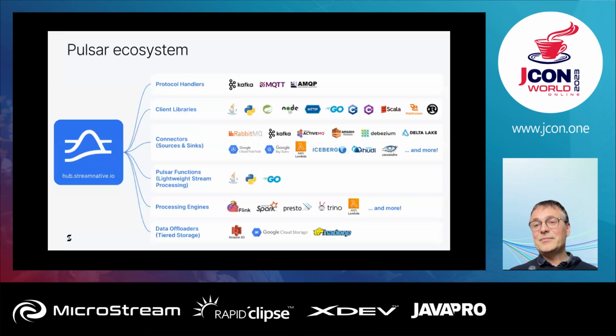To write client applications using the Pulsar native protocol and benefit from all features, you have many Pulsar client libraries available, so you will surely find one for your favorite language. That is Java, of course. And don't hesitate to check out hub.streamnative.io, where you will find a wide ecosystem of connectors, libraries, protocol handlers, etc.